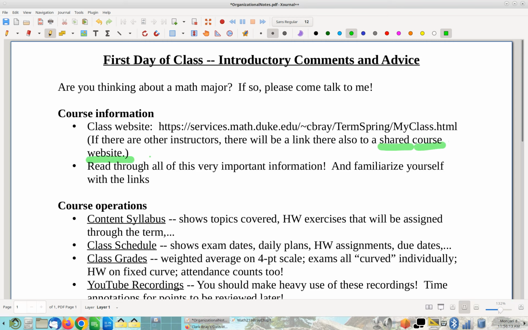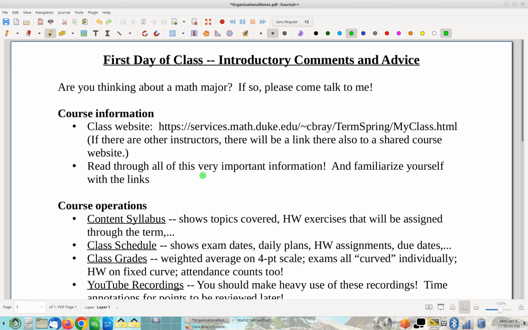I'll also point out that there is a shared course website that applies to all sections of Math 219. Well, all of the sections other than Sections 6 and 7 this semester, which are doing an independent, slightly different curriculum, and so they're organized separately from us. But all 5 of Sections 1 through 5 are organized through this shared course website.